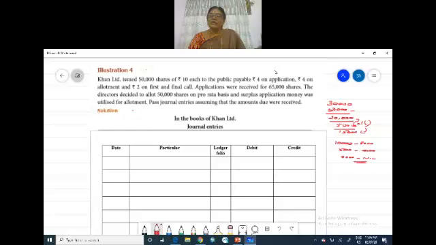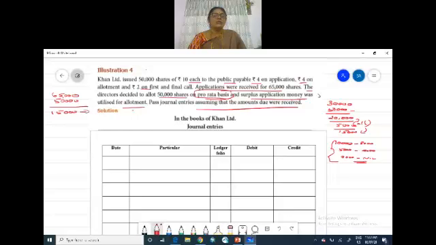Now the company is going to issue 50,000 shares, and you have received applications for 65,000. So what is the excess? 15,000 is your excess. And what have they decided? They decided to go for pro rata allotment. That means they're not going to return anything. Whoever applied, they're going to give shares. 15,000 is excess, and the excess is going to be adjusted in allotment instead of being returned.